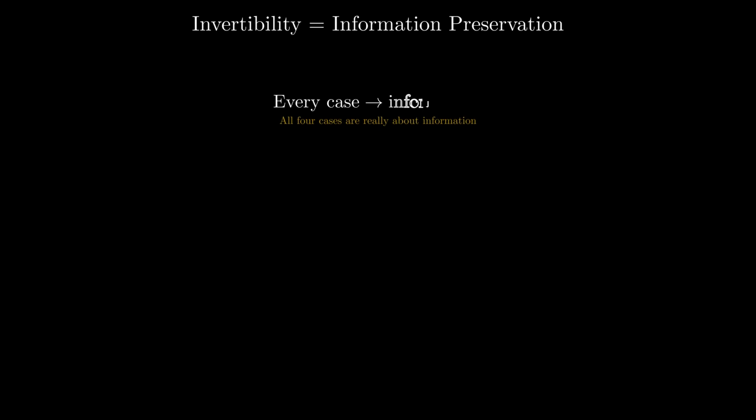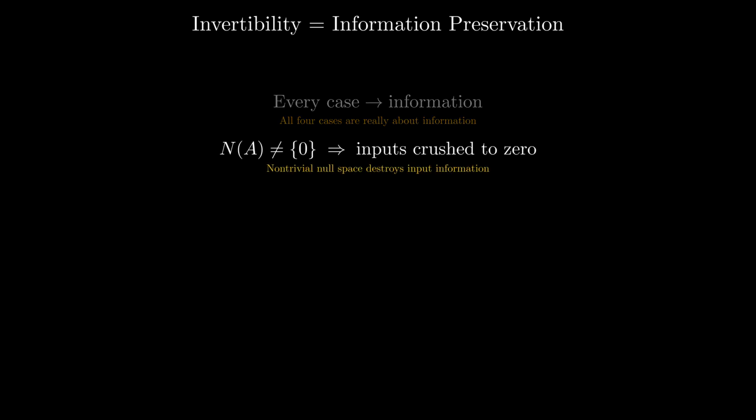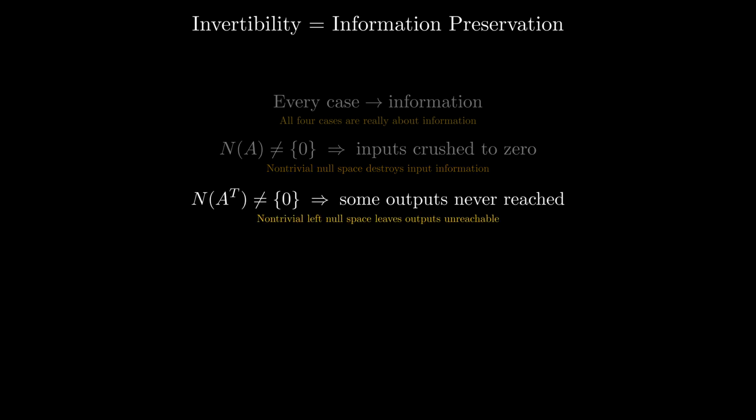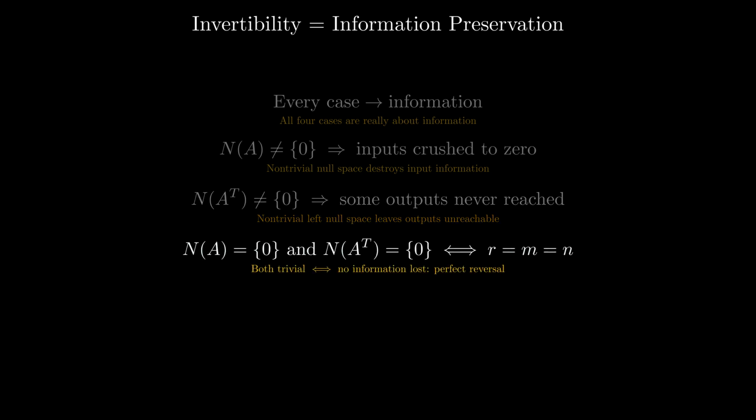Notice the pattern. Every case is really about one thing, information. A non-trivial null space means that some inputs get crushed to zero, information is destroyed, and it becomes impossible to recover. A non-trivial left null space means that some outputs are never reached. Only when both null spaces are trivial, which happens exactly when the rank r equals m equals n, is no information lost in either direction. That is the only condition that allows perfect reversal.